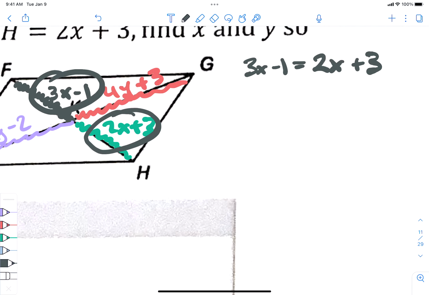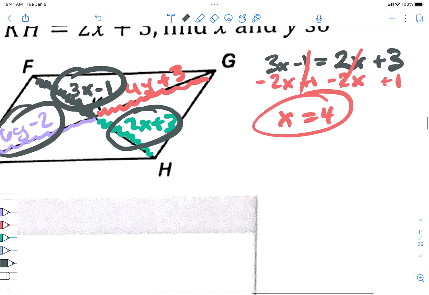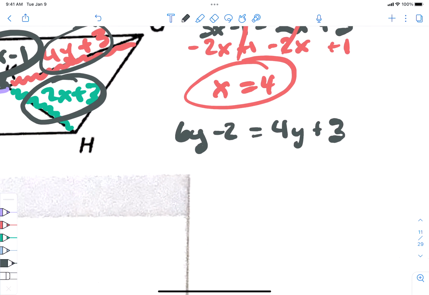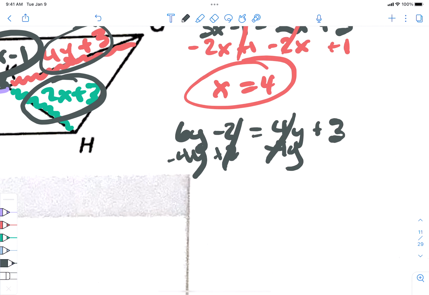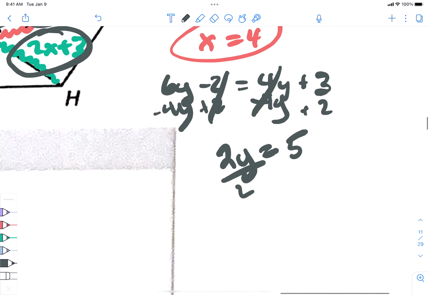Okay, 3x minus 1 equals 2x plus 3. All right, so then we're going to subtract the 2x, and I'm going to add the 1 at the same time, plus 1. So x is equal to 4. Yeah, maybe? Okay, now if I do the other ones, 6y minus 2 and 4y plus 3. 6y minus 2 equals 4y plus 3. And I do some math. Minus 4y, minus 4y. And I'm going to add the 2 also, plus 2. And I have 2y equals whatever that is, 5. Okay, what's y going to be?